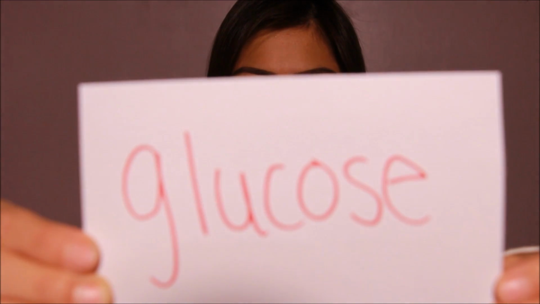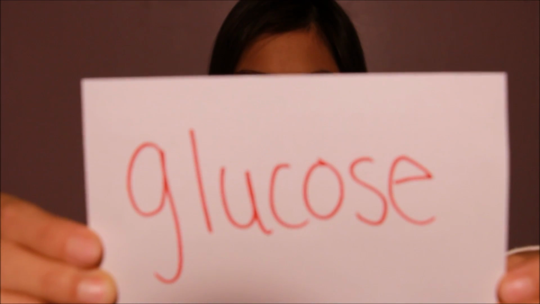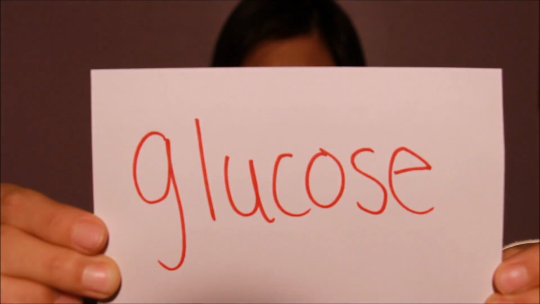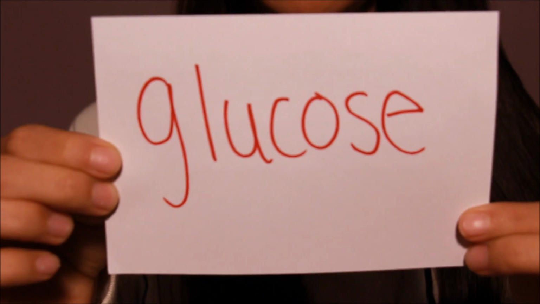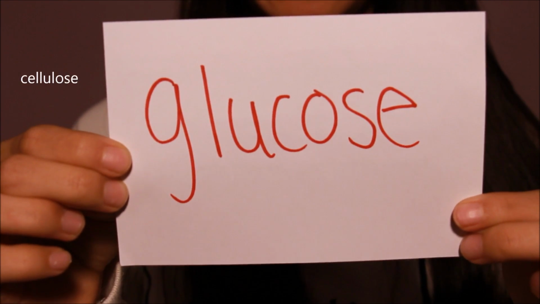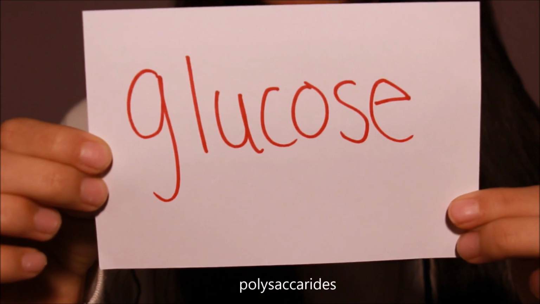Also breaking down sugars such as glucose. Glucose, which is the most common monosaccharide, supplies immediate energy for cell activities. Glucose monomers are constituents of starch, glycogen, and cellulose. These three are polysaccharides. The last macromolecule I'll be talking about is lipids.